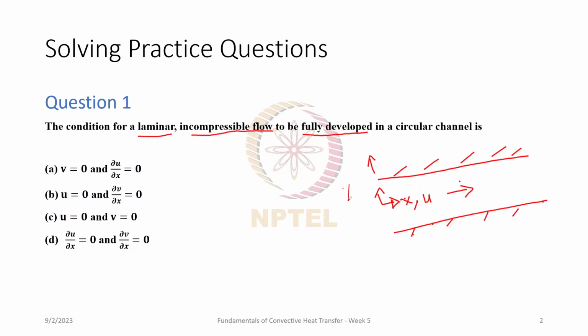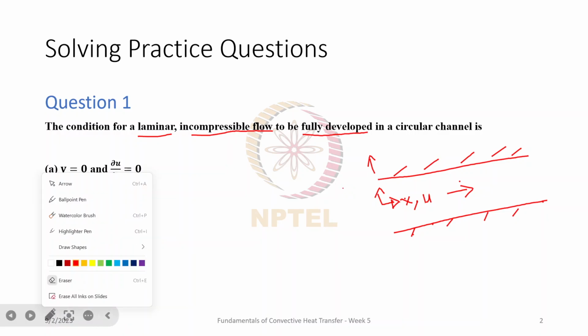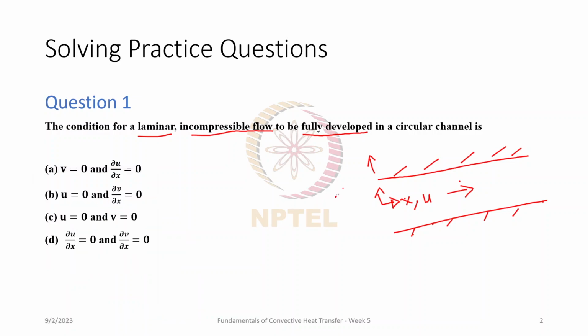This is the y direction, and v is the velocity along y.